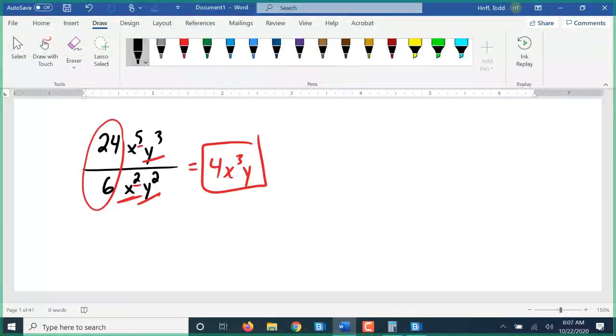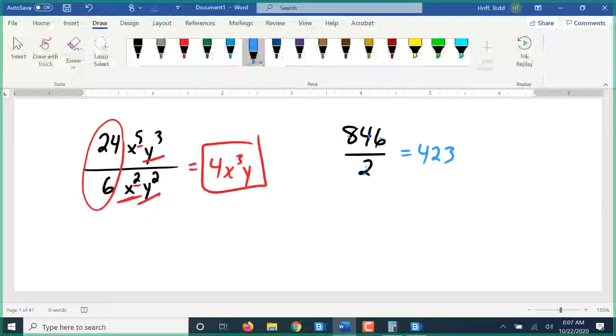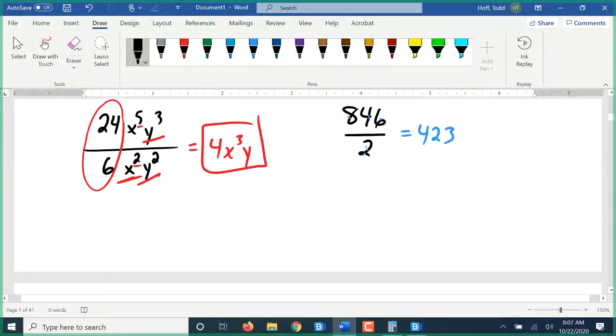We can have a multiple digit number divided by a single digit number. Just like having 846 divided by 2. We don't think of division this way because it typically doesn't divide out nice and neat like this. But we can do this. 8 divided by 2 is 4. 4 divided by 2 is 2. And 6 divided by 2 is 3. If each digit divides evenly by what we're dividing by, we can just divide each digit out and be done. And that's the way we're going to do it with our algebraic numbers.